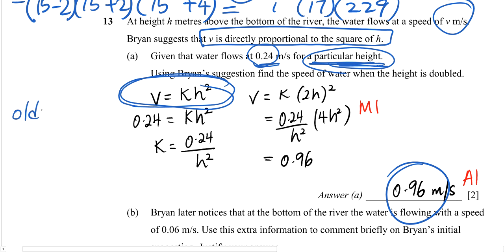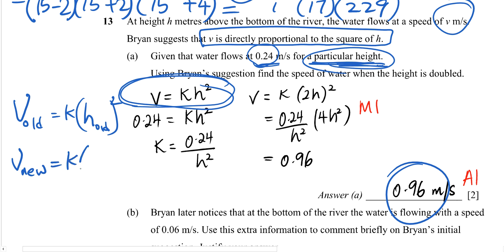V_O equals K times H_O squared. All agree with this one? The old height, squared, times K equals the old velocity. So it goes to say that the new velocity, V new, equals K times the H new, squared, right?